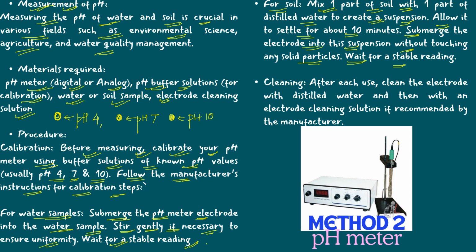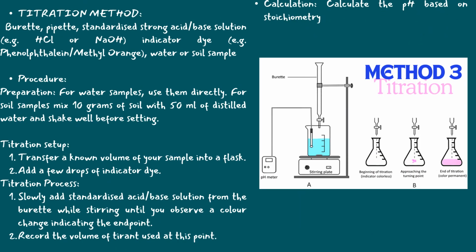Then cleaning. After each use, clean the electrode with distilled water and then with an electrode cleaning solution if recommended by the manufacturer. So these are very simple steps while we are doing pH measurement using a pH meter. Then comes the titration method.